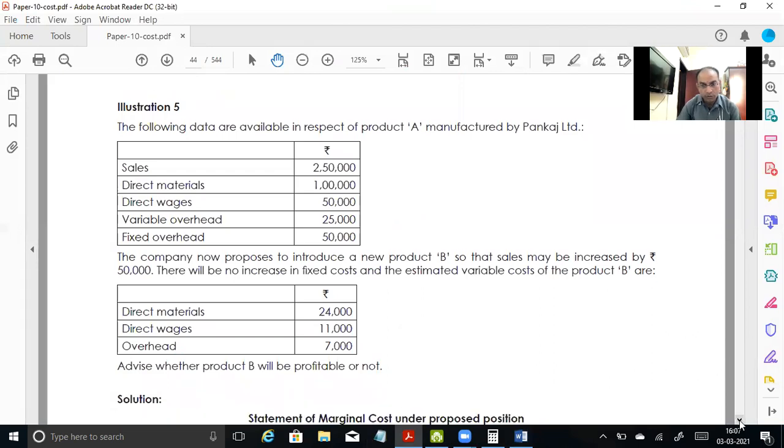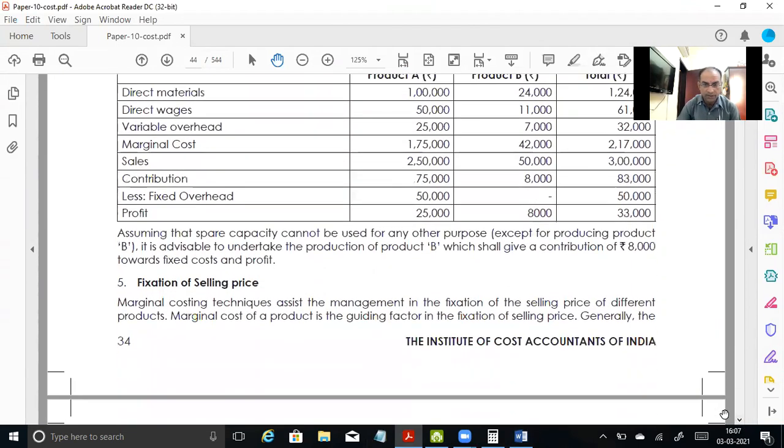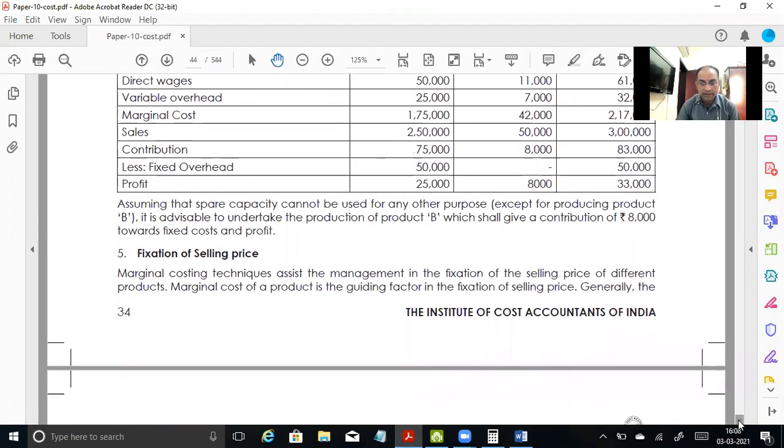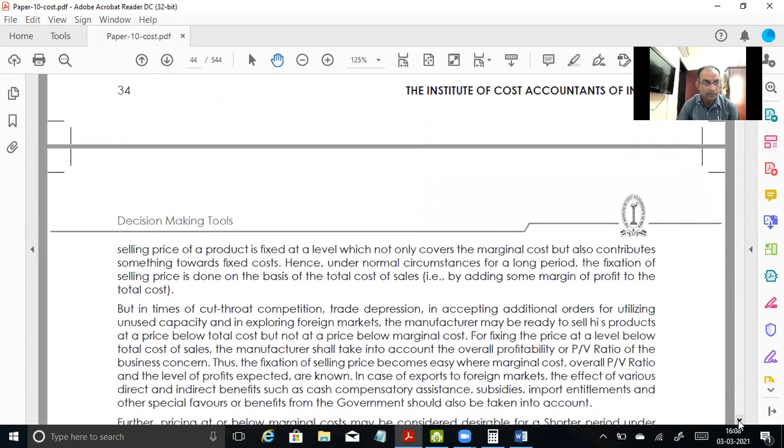Moving on to illustration number 6. See, my intention here is to cover all the numericals given in the material, because sometimes when we are doing self-study, many students face difficulty in understanding the numericals, even those which are solved. So this is to help those students, so that they can have a clearer understanding of these numericals. Fine.